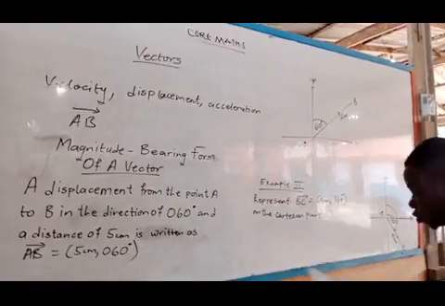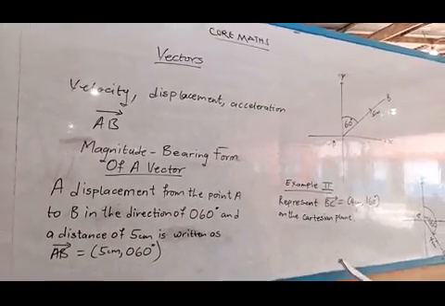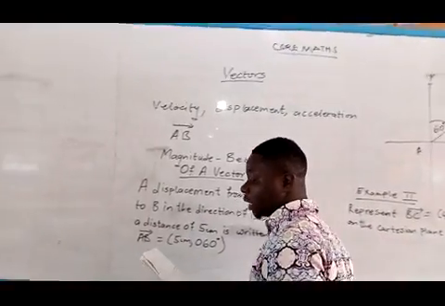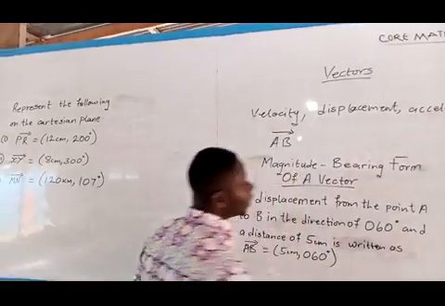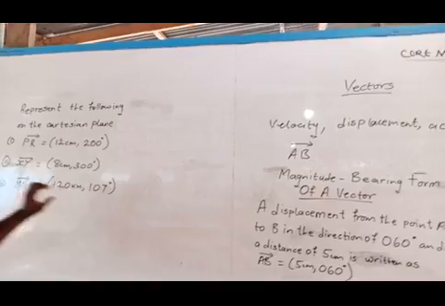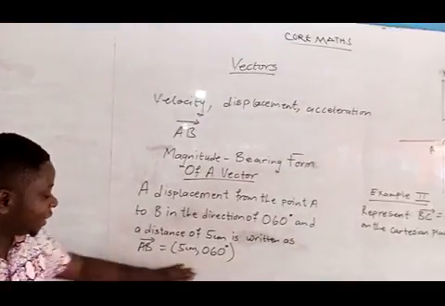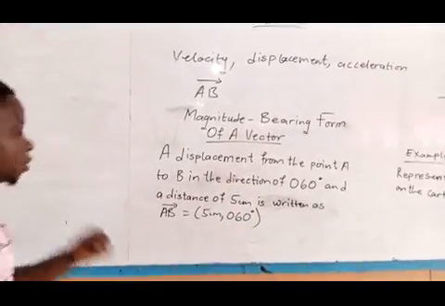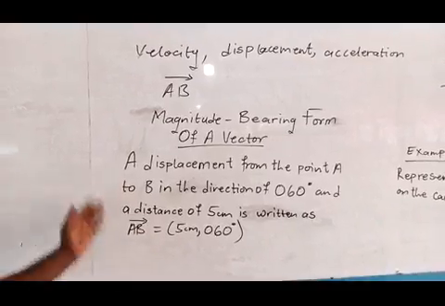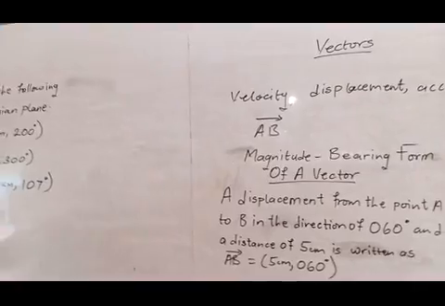With that understood and dealt with, we'll be moving on to the Cartesian component form. In actual sense, this is the magnitude bearing form. I have explained to you how the magnitude bearing form is written. This is the magnitude bearing form. So then, to write the Cartesian component form from the magnitude bearing form is what we are going to do.